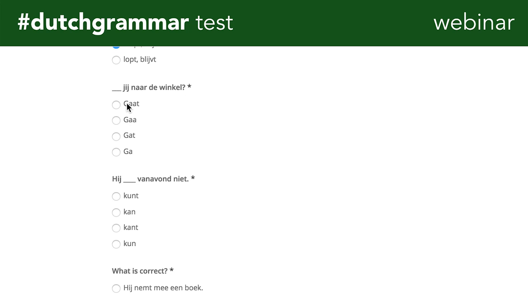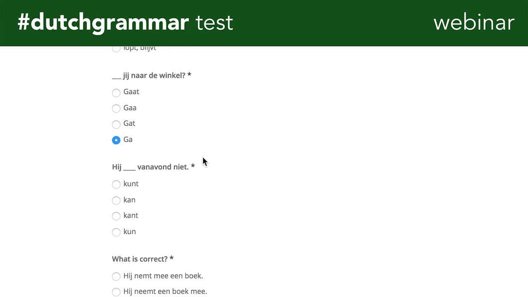Gaan is one of the one-syllable verbs that does not end on en. The conjugation is discussed in lesson 30. It is jij gaat, but we learned that we use the ik form with inversion, when je or jij is placed after the verb. Therefore, ga jij.